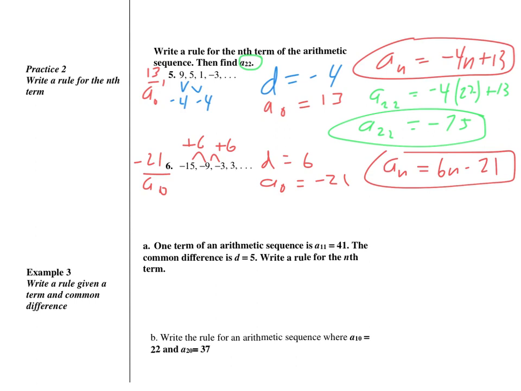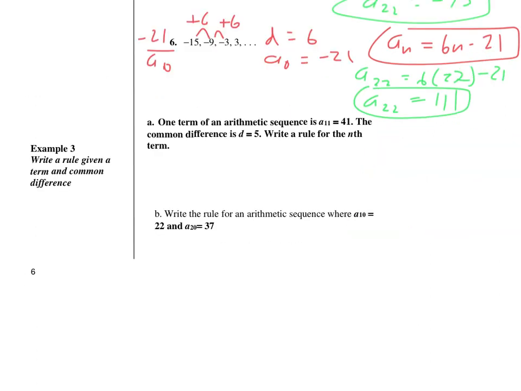Okay, so now they want a sub 22 again. So I'll just go ahead and plug in a 22 here for n. And so that'll be 111.